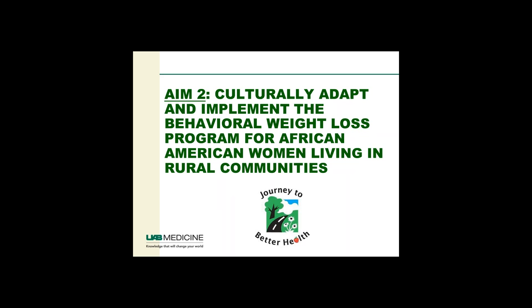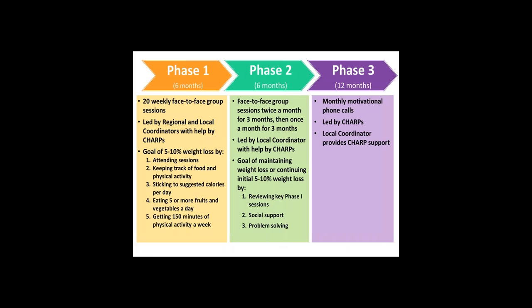So the second part was to take those evidence-based programs and adapt them for our African-American women who are living in rural communities. And so what we ended up doing, again, taking those traditional 20-week sessions from those larger trials, and then we adapted them to be led by our regional and local coordinators. They had a goal, like the evidence-based trial, 5 to 10% weight loss by coming to sessions, keeping track of their food and physical activity. We gave them a certain number of calories per day that they should aim for based on their baseline weight and how much we wanted to change, usually about a 500 or so calorie deficit per day. Eating 5 or more fruits and vegetables, getting 150 minutes of physical activity a week.